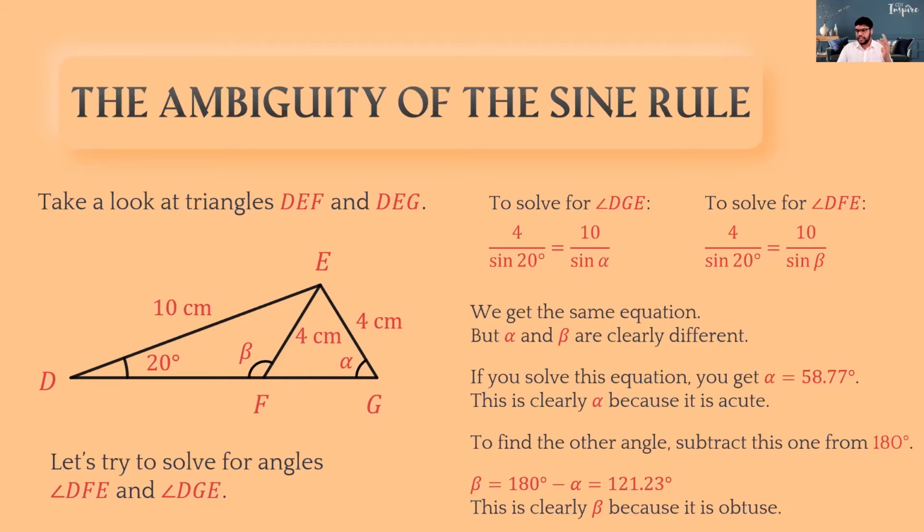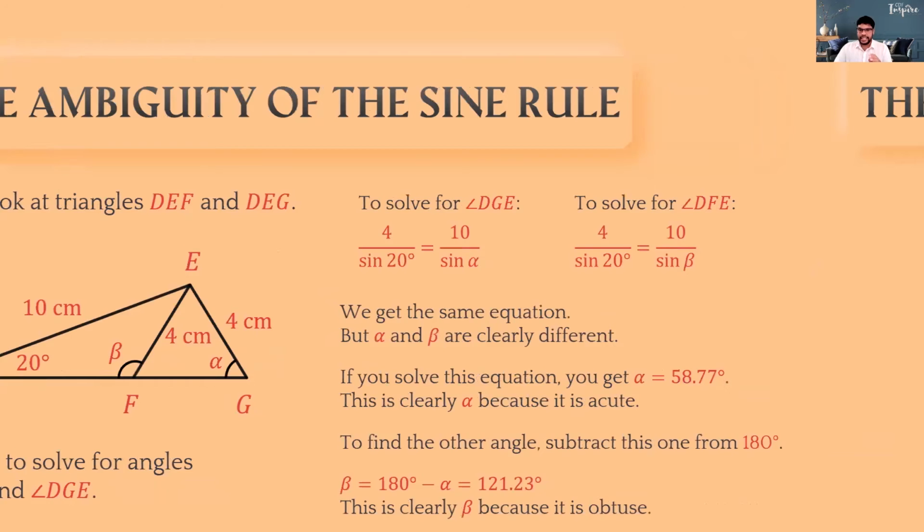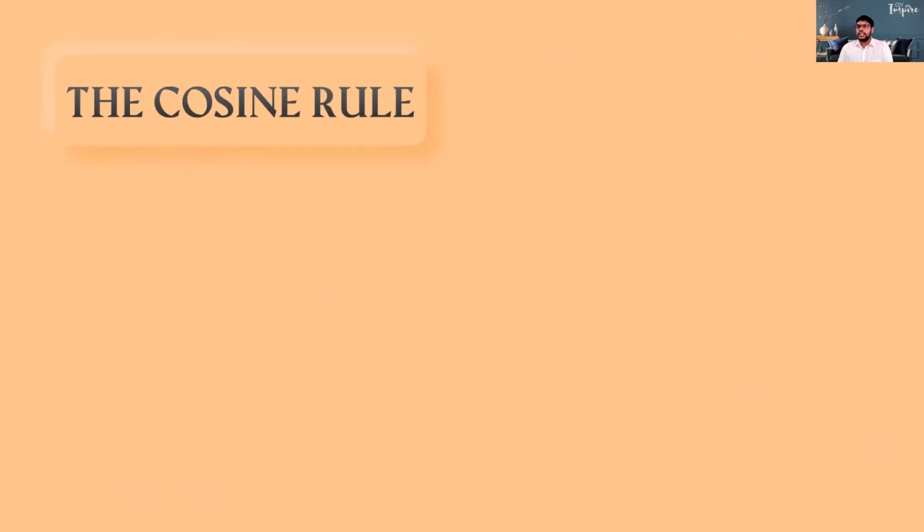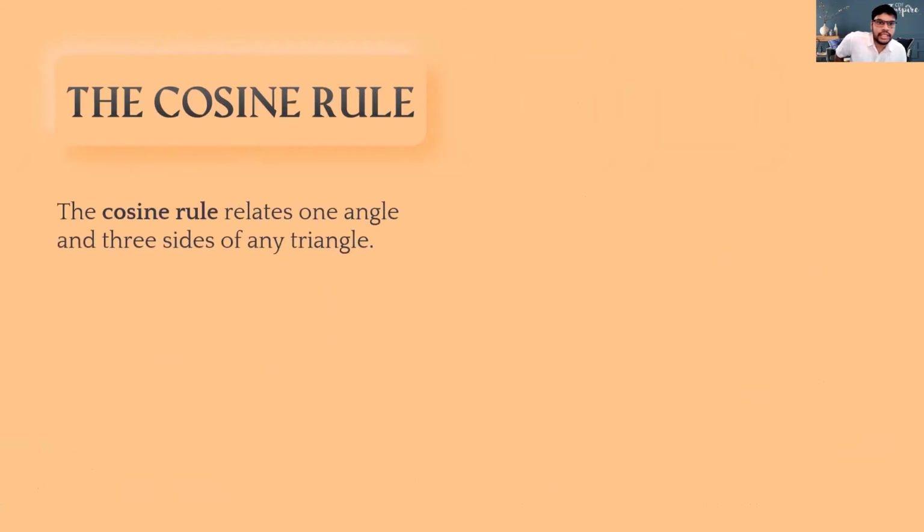So out of the three formulas, we learned one. Let's go to the next one. Children, this is the cosine rule. Okay, so this is a new one, right? So children, the cosine rule relates one angle and three sides of any triangle, right? So in any triangle, the cosine rule relates all three lengths and one of the angles.